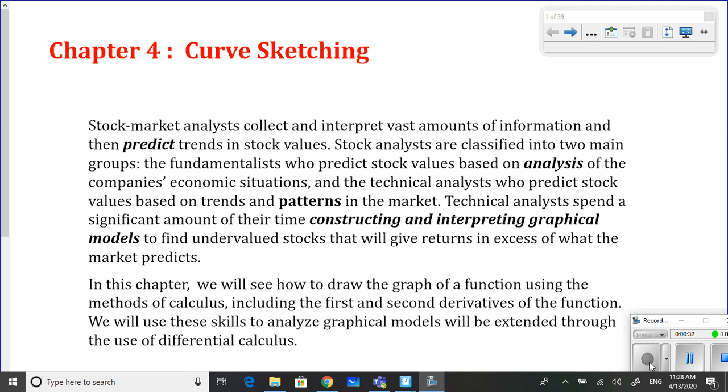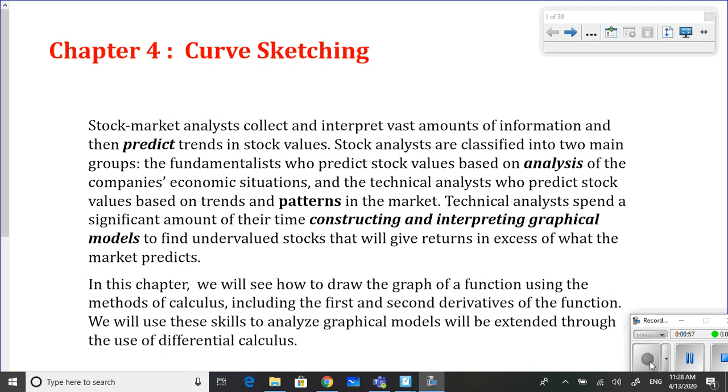Okay, so just a warm-up and intro, about really constructing and interpreting graphical models, looking for patterns. This is used extensively outside of the classroom. Best examples maybe stock market predictions and patterns and analysis of economic and business situations that business analysts might use. A little bit of calculus, right?